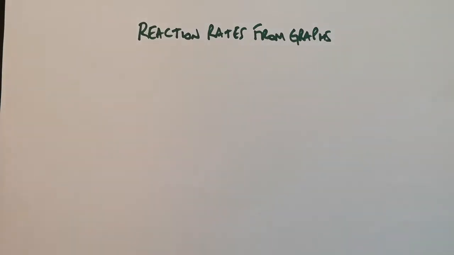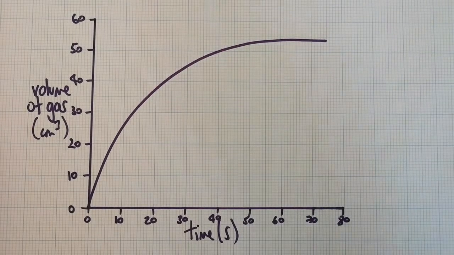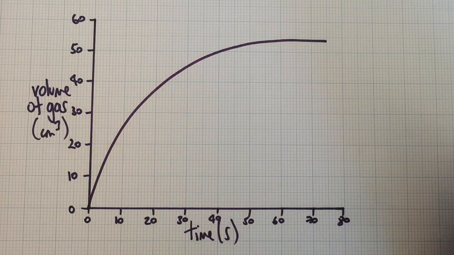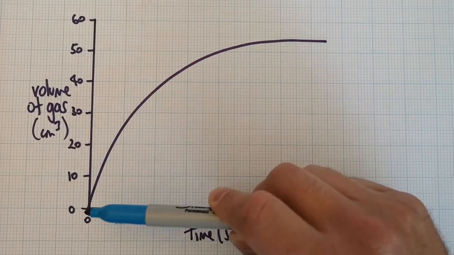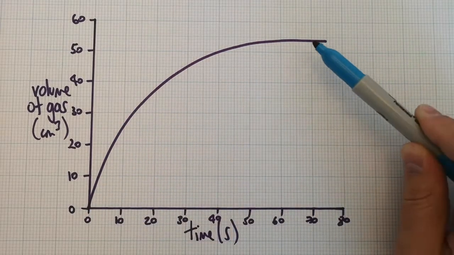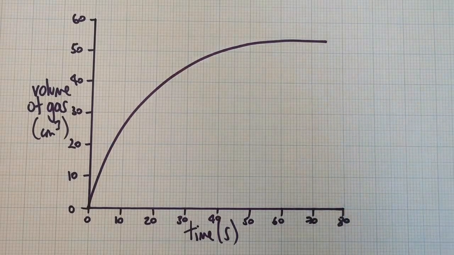In video 4, we looked at how to measure the amount of gas produced in a reaction in order to come up with a graph that looked like this, where we had volume of gas produced as time progresses. And you should see that as time goes on, the volume of gas increases. You should also see that the reaction rate slows down. You can see it's steeper here than it is here, and ultimately it stops. When it gets to about 65 seconds, that's where it plateaus, that's where the reaction has stopped.